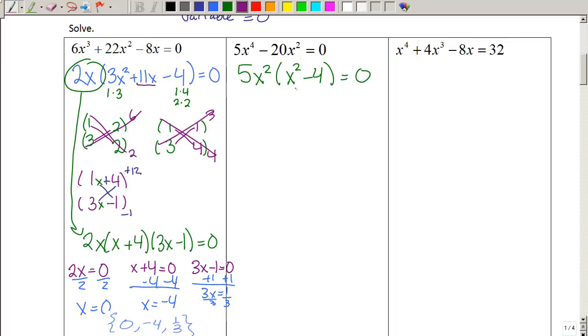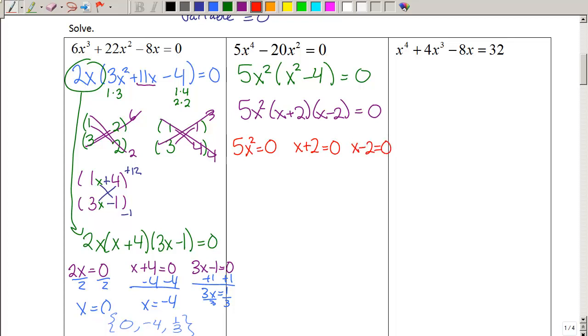X squared minus 4 has 2 terms left in it, which means it's either a difference of squares or a sum or difference of cubes. In this case, x squared minus 4 is a difference of squares, which means I'm left with x plus 2 and x minus 2. Each of my 3 factors are now completely factored, or what we call prime. So I set each of my factors that has a variable in it equal to 0. And now I can solve.